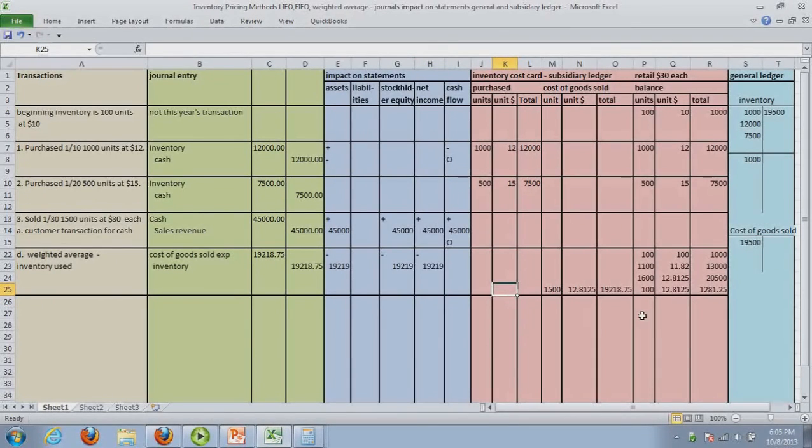So hopefully, and I didn't really update this, but your general ledger, of course, would go down by that number for cost of goods sold, and your ending balance would be what we're showing in the subsidiary, and then your cost of goods sold would be updated for the new figure. So again, the 3 different methods give you different results, and that's why you have to be consistent in the usage.